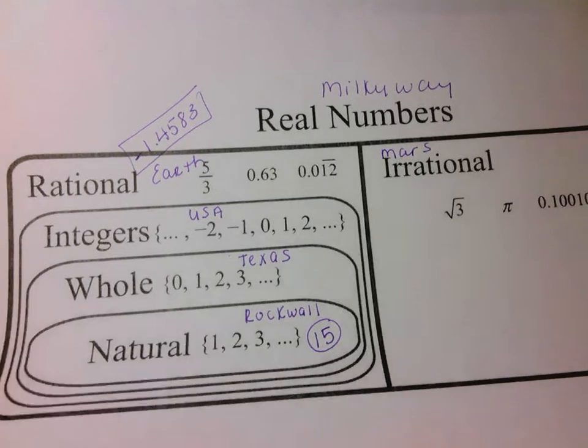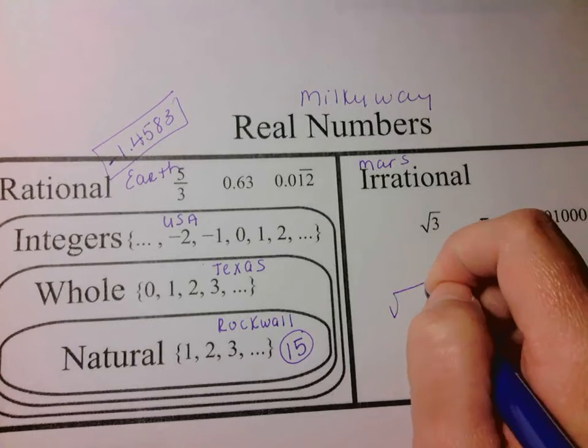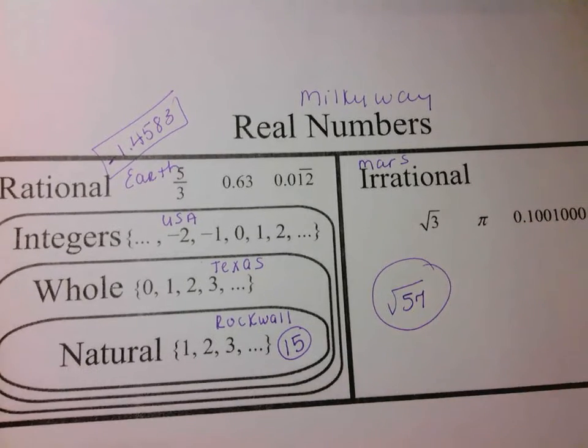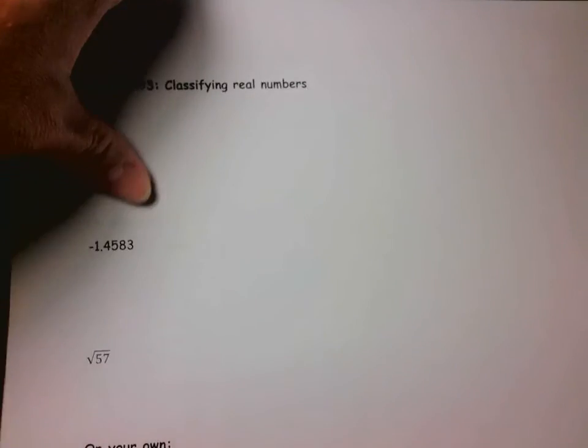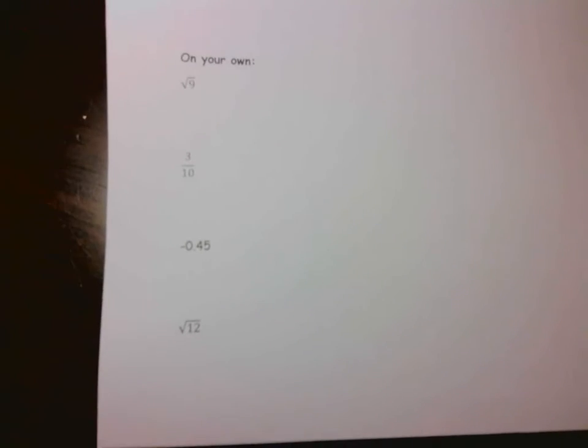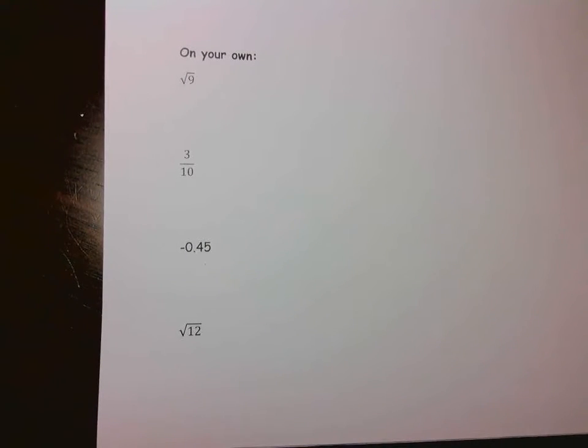And finally, the last example is the square root of 57. The square root of 57 is irrational. If you take your calculator and find the square root of 57, you're going to find a very long decimal that doesn't terminate and doesn't repeat. And let me give you a hint. Whenever you have a number inside the square root symbol that's not a perfect square, it is going to be irrational. So go ahead and hit pause and do these on your own and find the subset to which these real numbers belong.